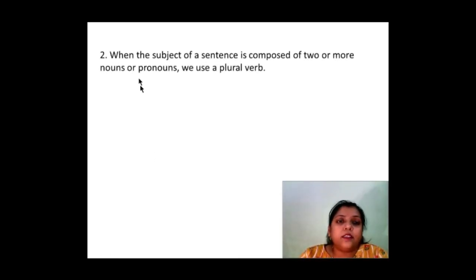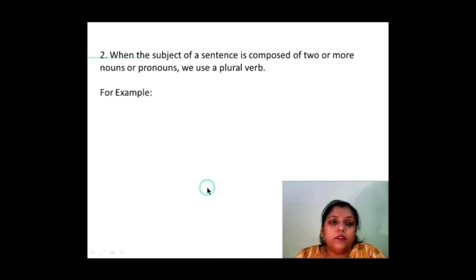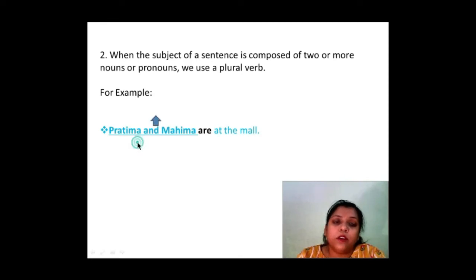It says, when the subject of a sentence is composed of two or more nouns or pronouns, we use a plural verb. Let's look at the example. Here, Pratima and Mahima are at the mall. Here in this sentence, who are at the mall? Pratima and Mahima. So, Pratima and Mahima is the subject and are is the verb.